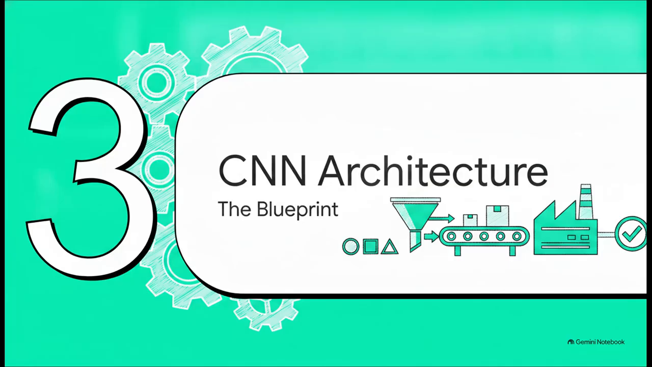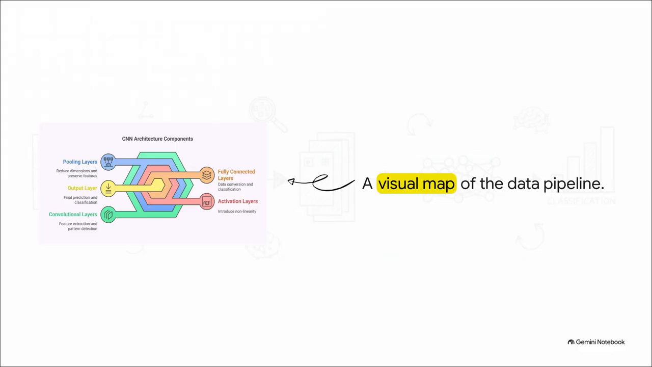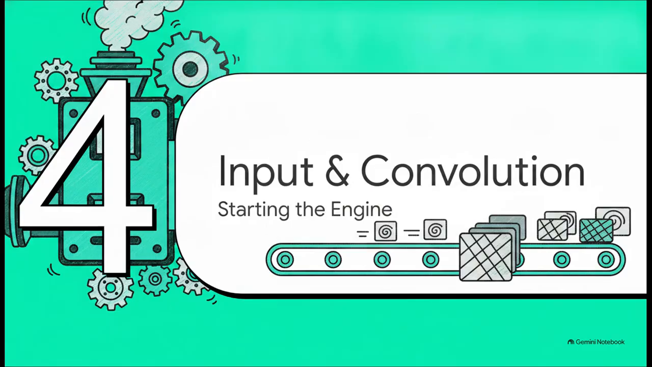Which brings us to Section 3, CNN architecture. This is our blueprint. Think of a CNN like a giant, highly efficient factory pipeline. Raw data comes in on the left, it moves through convolutional layers, then pooling layers, gets flattened out into the fully connected layers, and finally hits the output layer. If you can just close your eyes and visualize this exact sequential flow, you've practically already passed the architecture portion of your midterm.